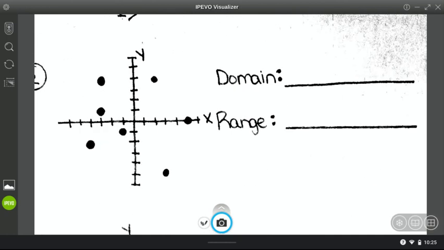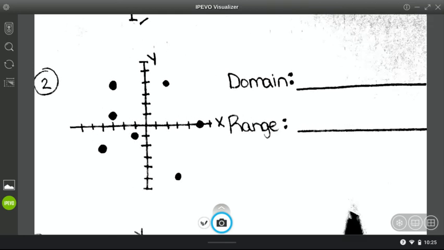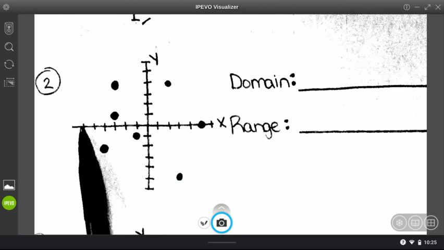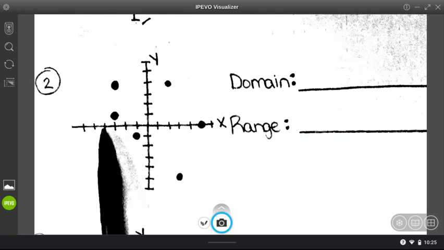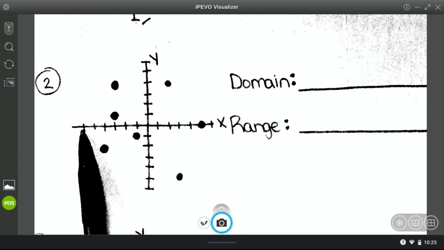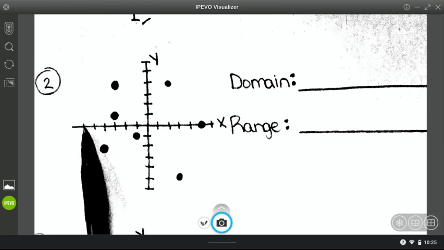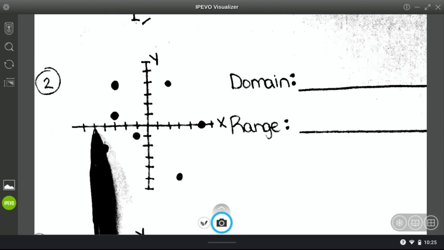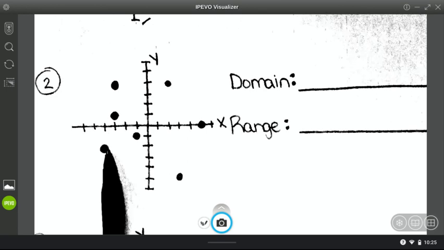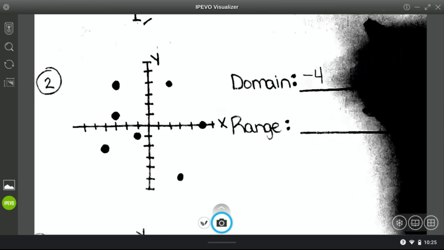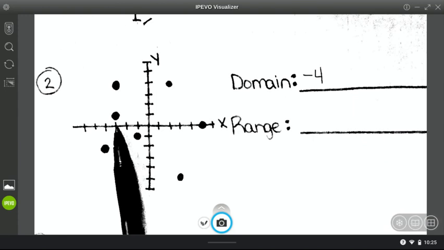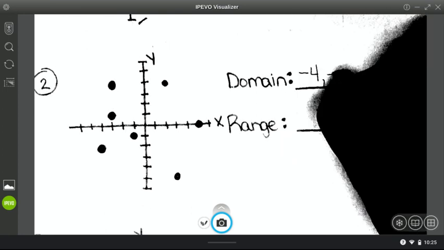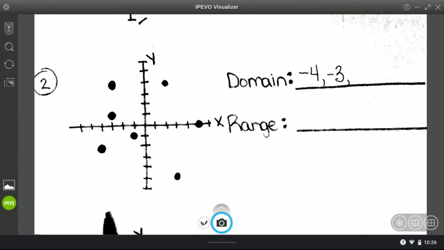All right, so let's take a look at number 2. Our x-axis goes from -6 to +6, but do we have a point at -6? -5? -4? Yep. All right, do we have any points at -3? Nope. Oh, -3 is there. I've got 2 points right above it in line with it.